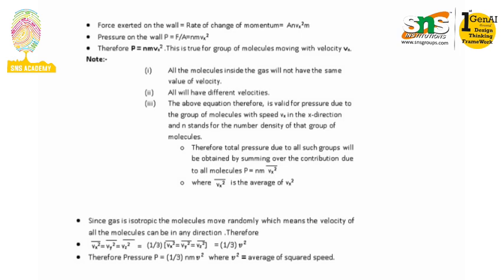That is very important. All the molecules inside the gas will not have the same velocity. All will be having different velocities. So the above equation will be valid for the pressure due to the group of molecules with speed Vx in the x direction, and n stands for the number density of that group of molecules. Okay, so these things have to be kept in mind. So that was Dalton's law and the pressure of an ideal gas based on kinetic theory. Okay, thank you.